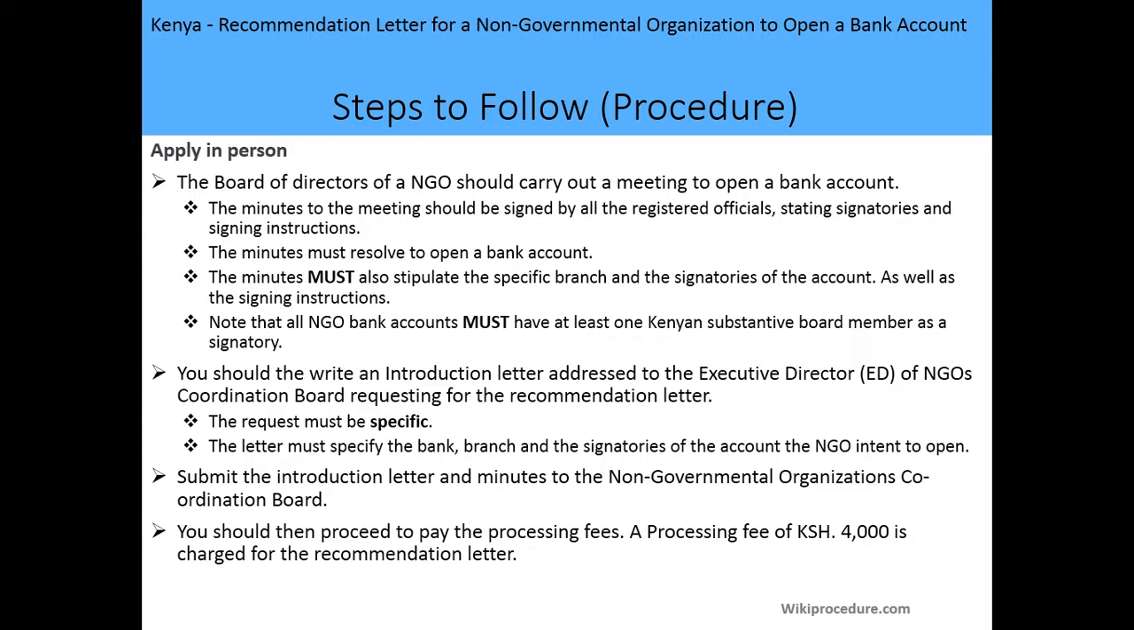The signing instructions may be one to sign, both to sign, or all to sign, depending on how you're going to agree with each other. The minutes should also state that you have resolved to open a bank account. Additionally, the minutes must stipulate the specific bank and the signatories of an account, as well as the signing instructions. Note that all NGO bank accounts must have at least one Kenyan substantive board member as a signatory.